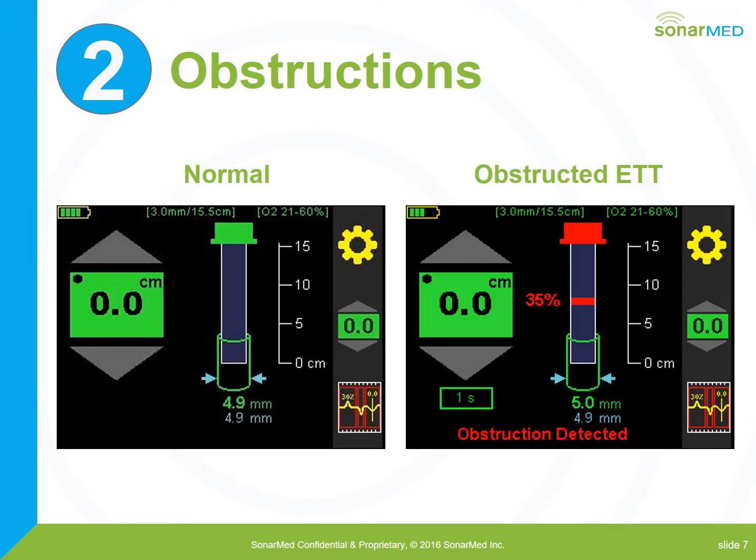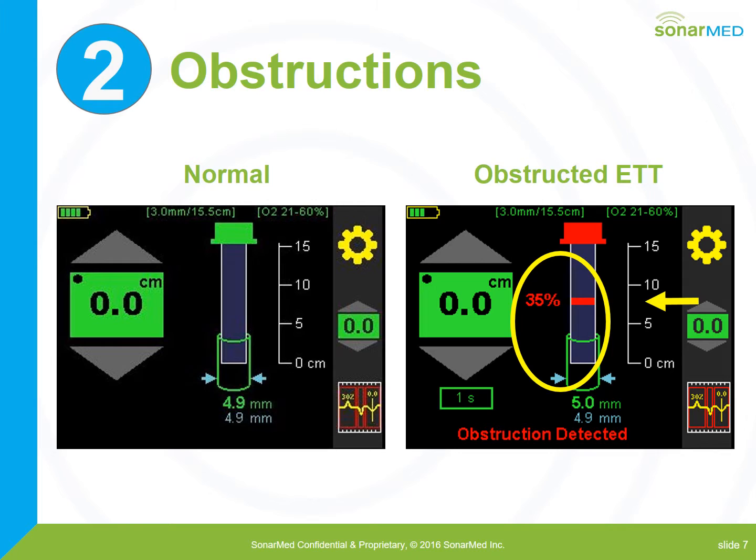Now let's talk again about obstruction. So this is what the screen looks like. Again, on the left is normal. And on the right, you see an obstructed endotracheal tube. You have an obstruction that is 35%. And you also see that it is right at about the 8 centimeter mark on your endotracheal tube, which means that I have a 35% obstruction in the middle of my endotracheal tube.